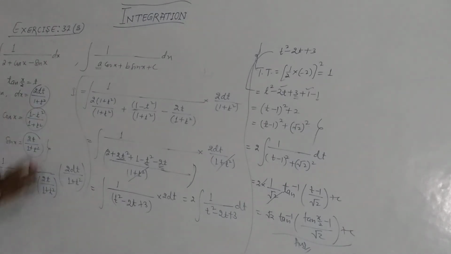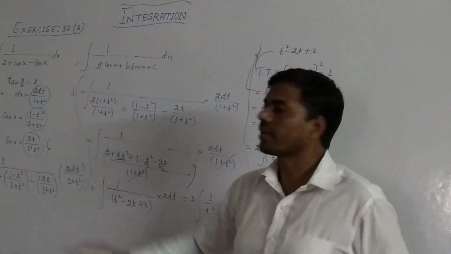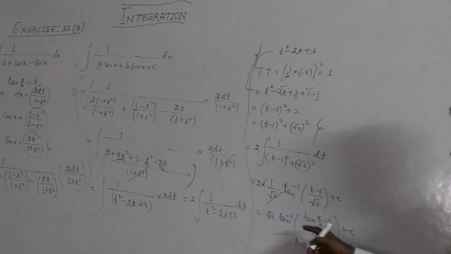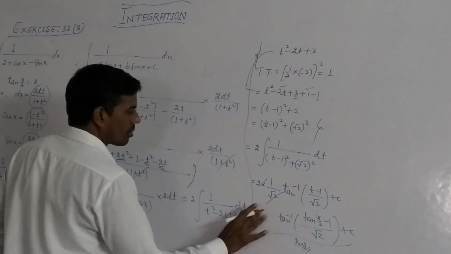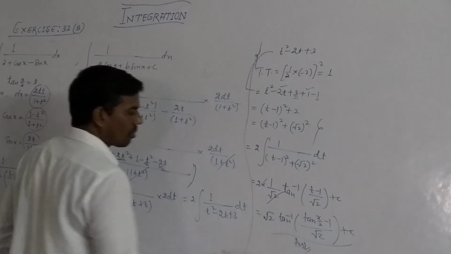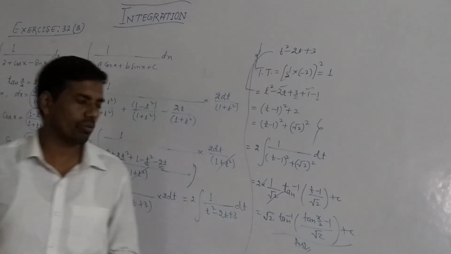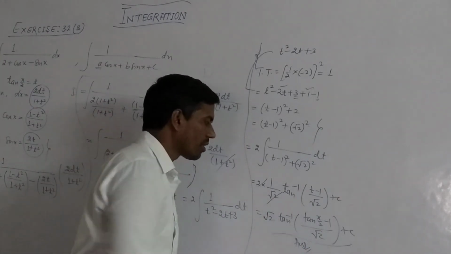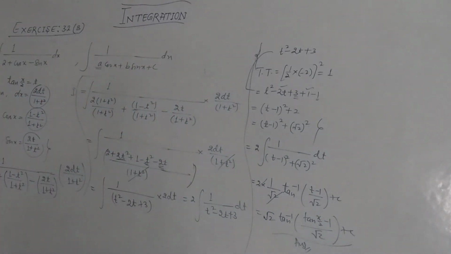So in this way we can calculate the integral of 1 upon 2 plus cos x minus sin x. Our answer is root 2 of tan inverse of tan of x by 2 minus 1 upon root 2 plus c. This one is our final answer. Students, please make a note.